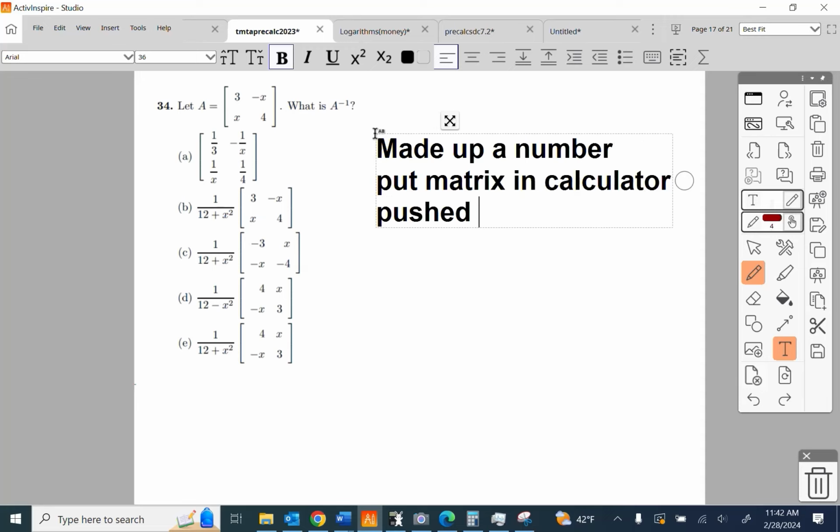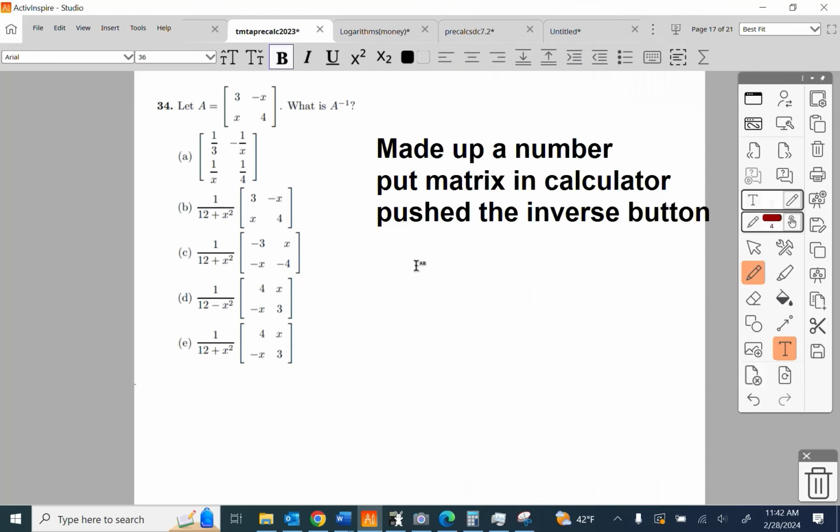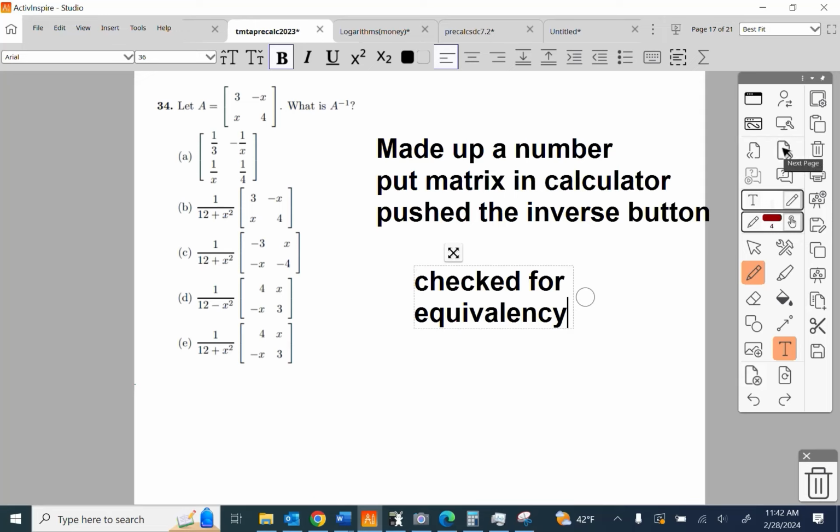I pushed the inverse button. I don't even know if I've shown you guys that one, or at least talked about it, but it's right there. It's right on matrix. I pushed the inverse button and I checked for equivalency. That's all I did. Nothing more. And there's other ways of doing this one. That's not the only way to cheat without actually understanding matrices.